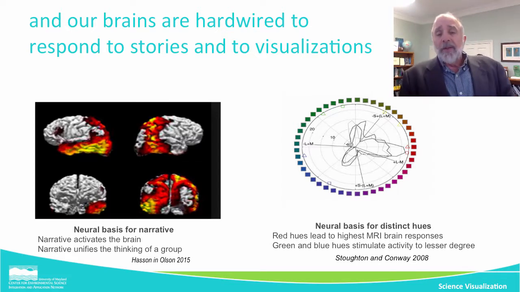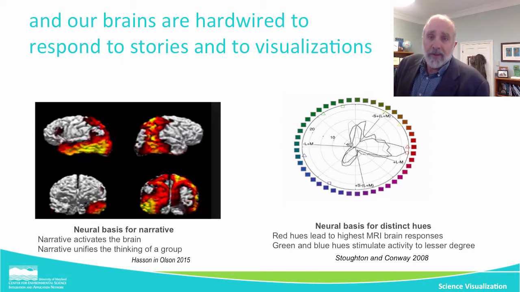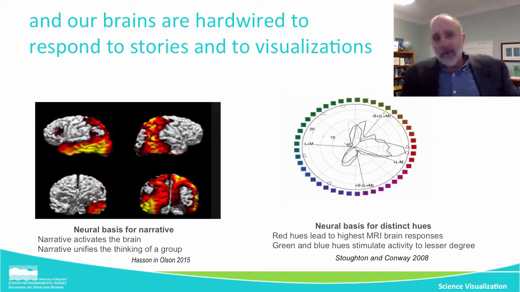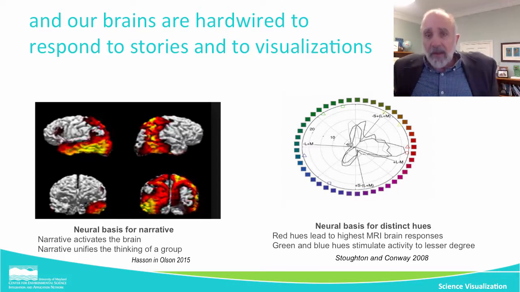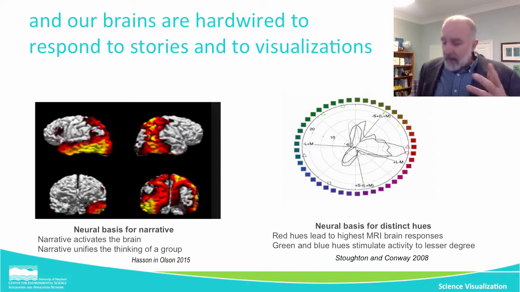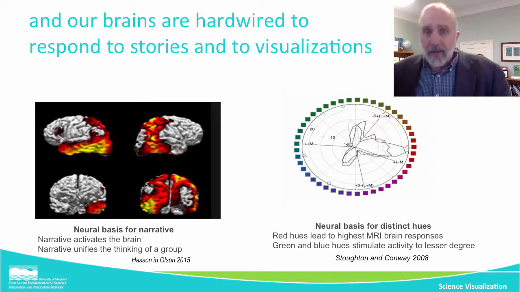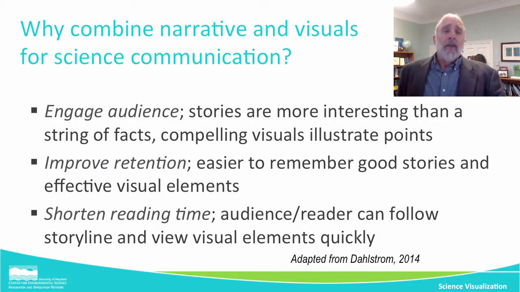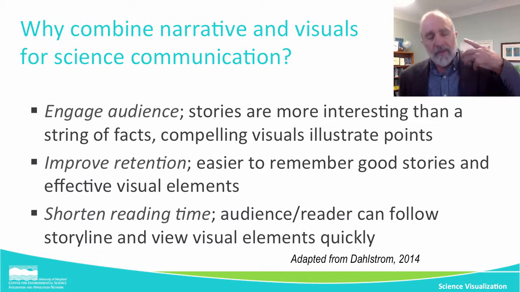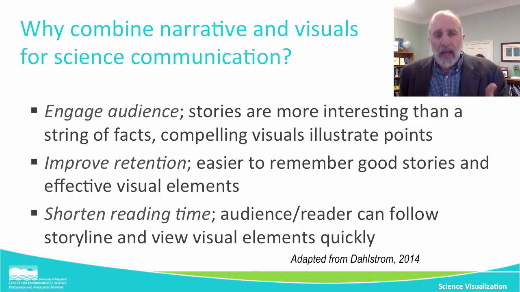On the right, you see the neural basis for color, and you can see the MRI skewed towards the reds, a much, much higher affinity to reds. The brain stimulation when it sees red is much higher than any of the other colors. So we have this hardwired aspect. So how do we do that?